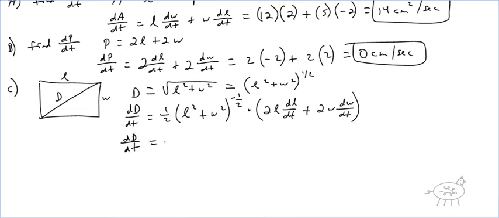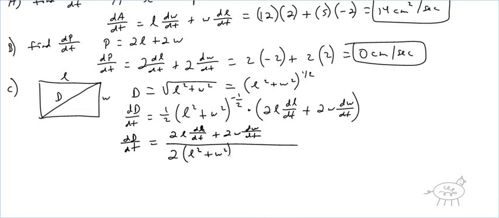You can simplify this a little bit. This L squared plus W squared to the negative 1/2 just goes to the bottom. So I really have, well, I'll just write it out here: 2L dL/dt plus 2W dW/dt, and that's over L squared plus W squared to the 1/2 power. I could simplify this if I wanted, but we're just plugging it all in, so it really doesn't matter. Didn't even need to do that, right? Because I'm plugging it all in my calculator.